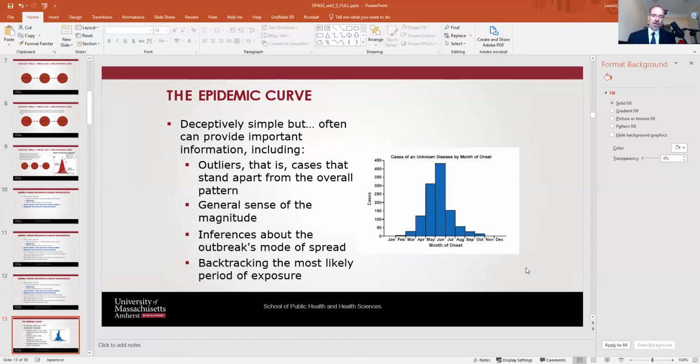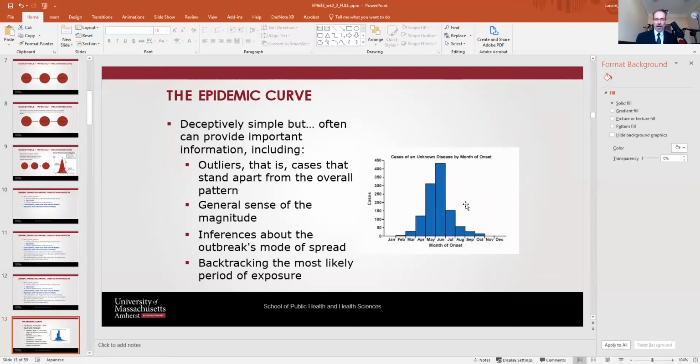So the epidemic curve looks quite simple, but the shape of it can provide important information, including outliers, which are the cases that stand apart from the overall pattern, weird, isolated events, a general sense of the magnitude of the epidemic, inferences about the outbreak's mode of spread. The shape can tell us something about that, and backtracking to the most likely period of exposure. And we can also get a sense of the dynamics of the infection itself.